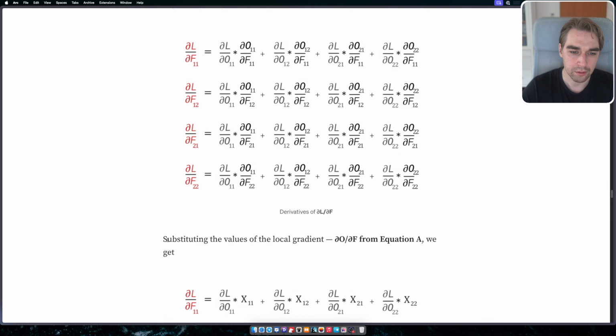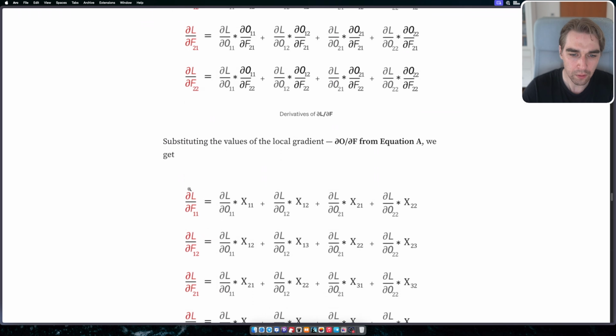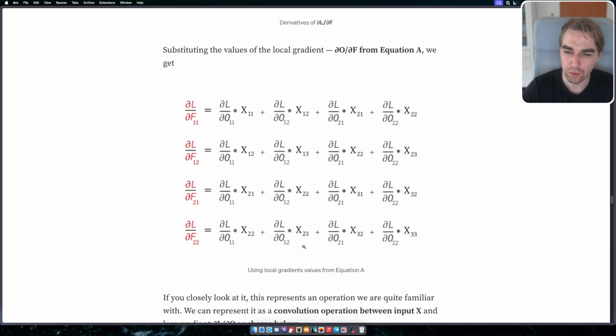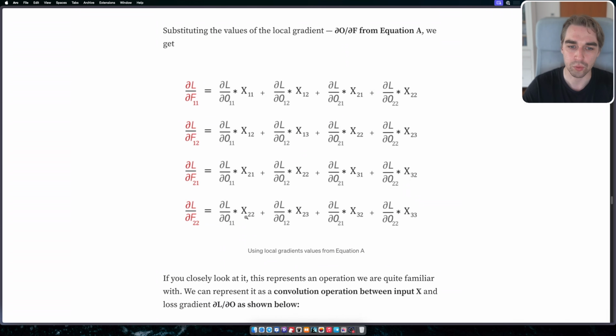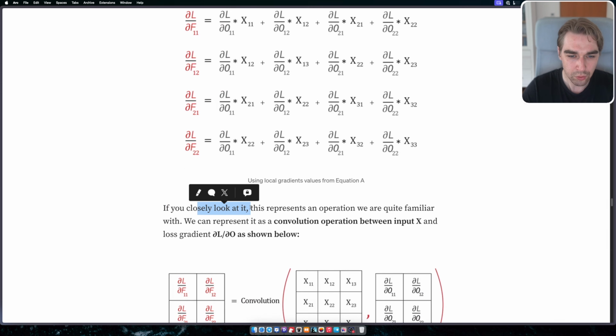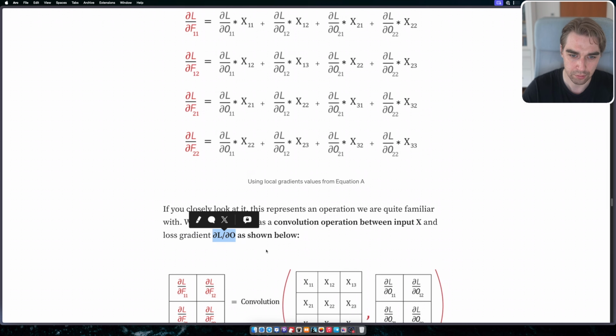Substituting the values of the local gradient from equation A, this all looks very similar to what we did with the backpropagation for the dense layer. The formula is a little bit different, but the approach is the same. If you look closely at this, it represents an operation we're quite familiar with. We can represent it as a convolution operation between input x and the loss gradient, which is the one that we get from the previous layer.